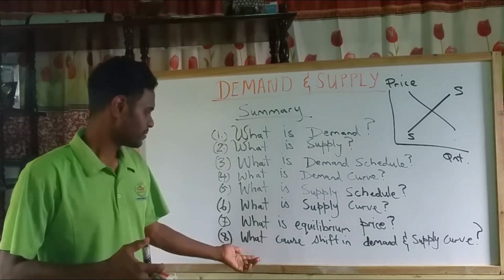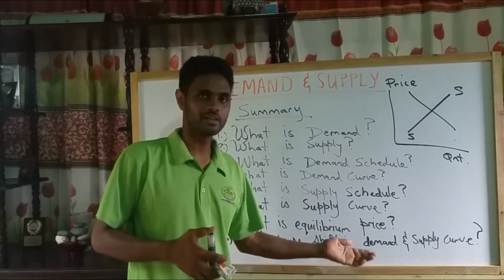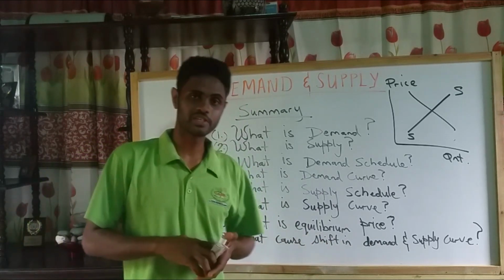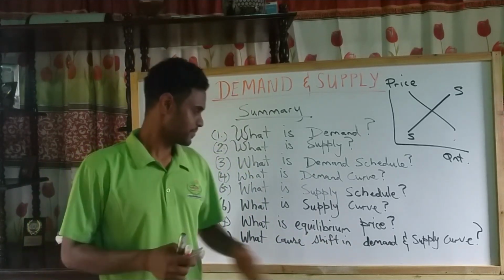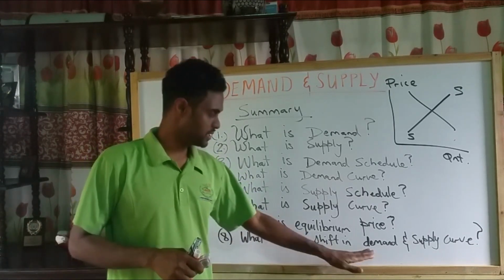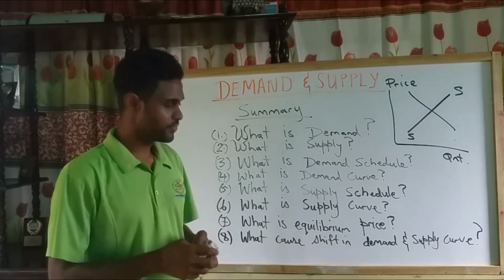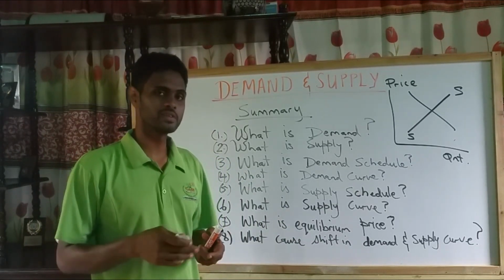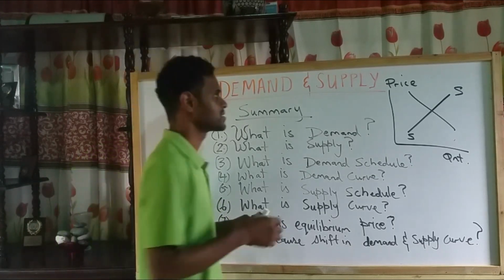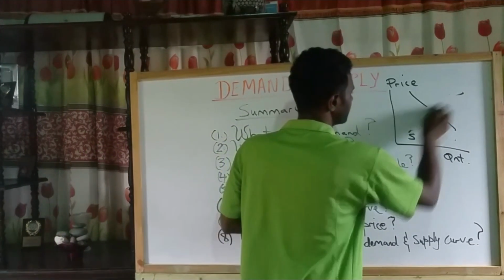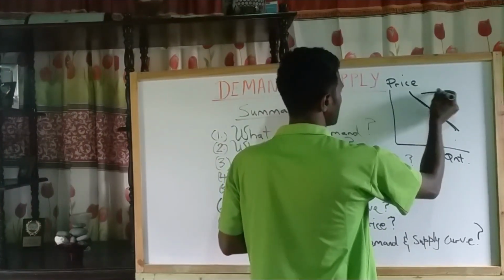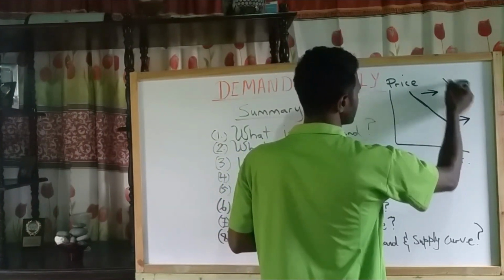Number eight and last, what causes a shift in the demand curve and supply curve? Factors that can cause the demand curve to shift are, for demand, tax and income of the consumer. So if the income of the consumers increases, they will demand more goods. And that will cause the demand curve to shift to the right. So let me show you that. Demand curve shifts to the right.